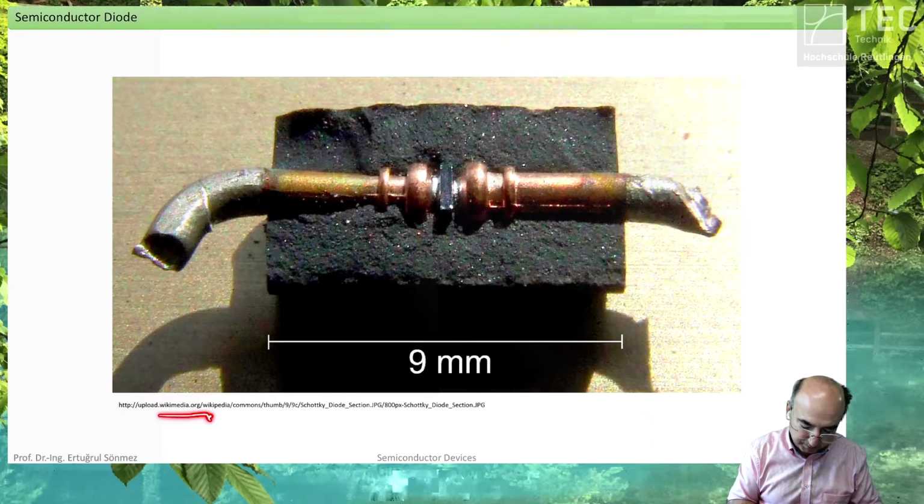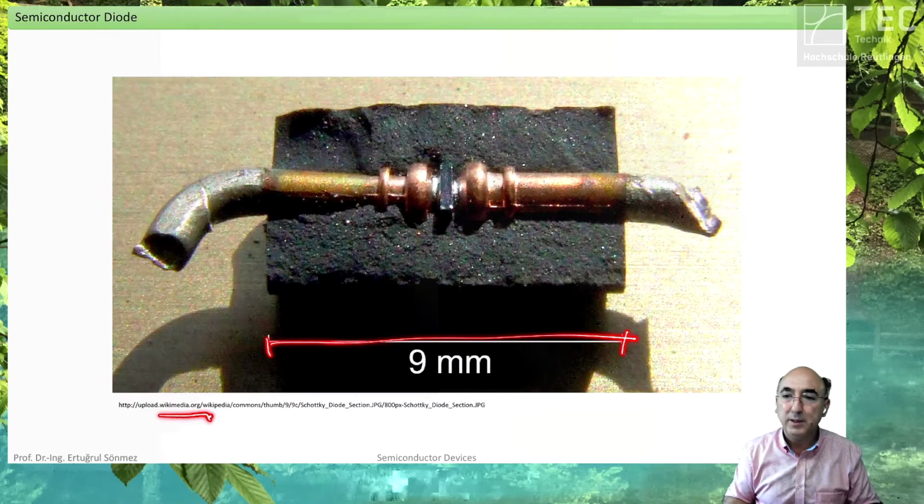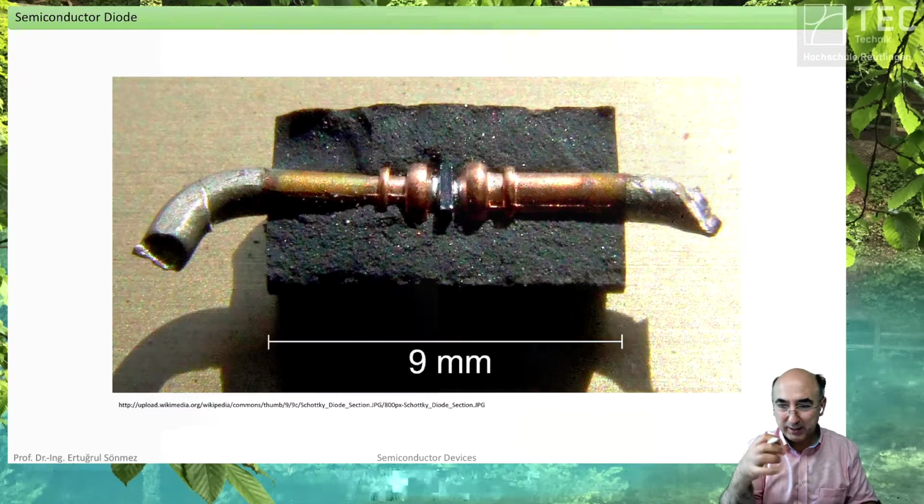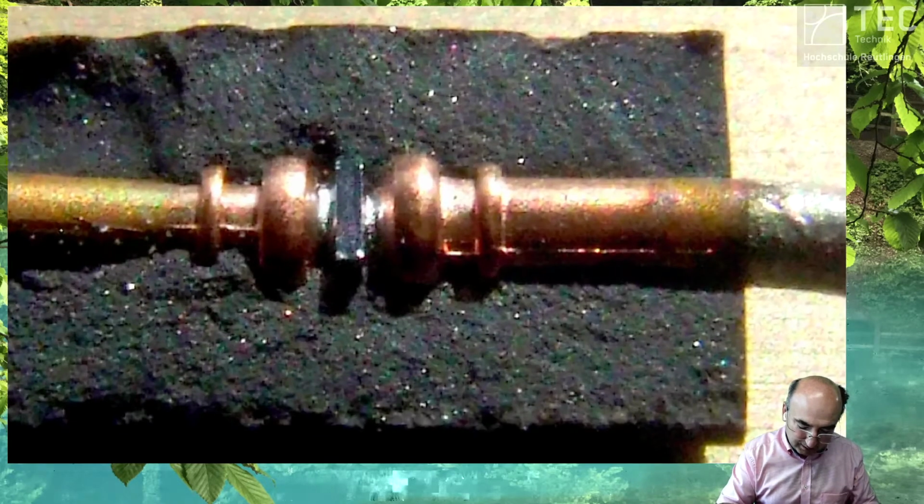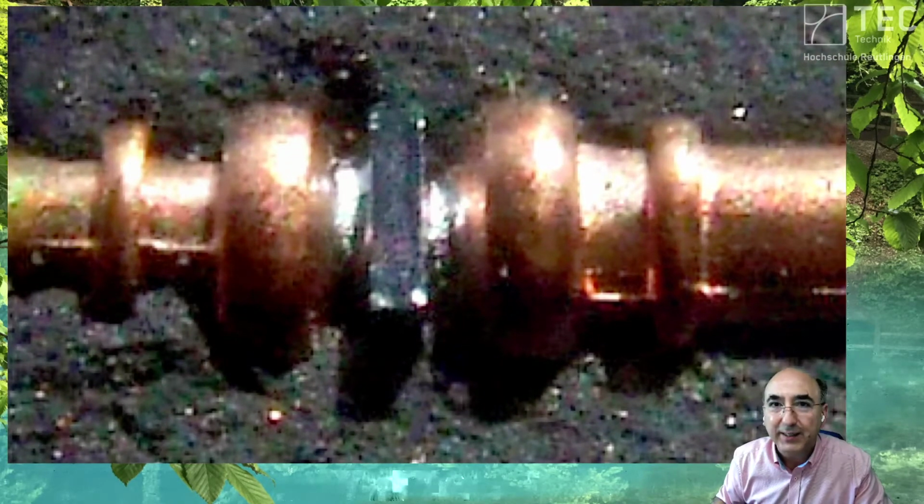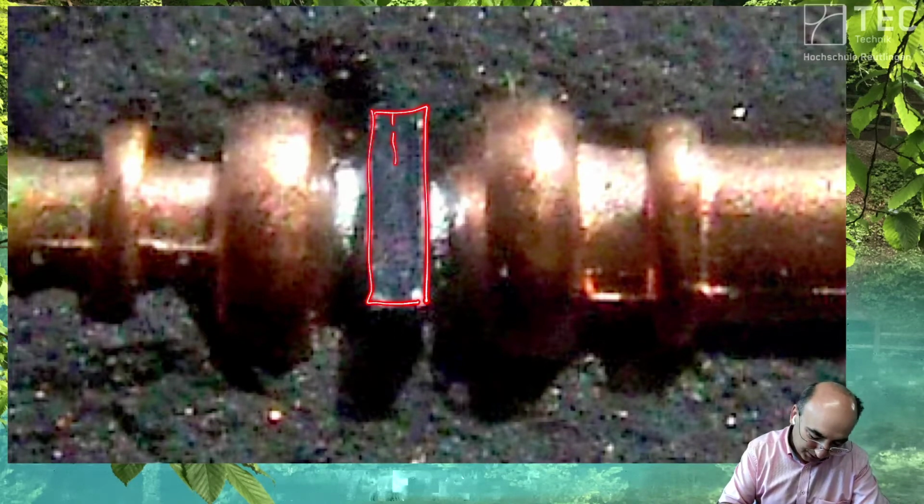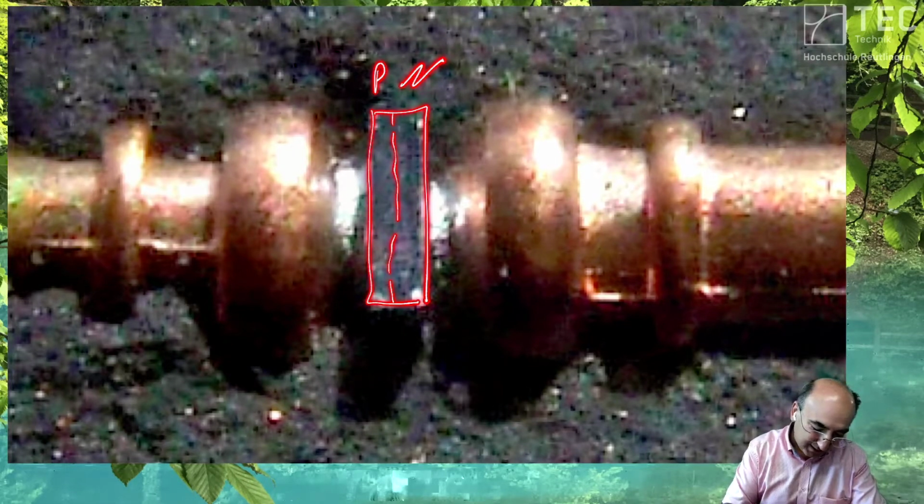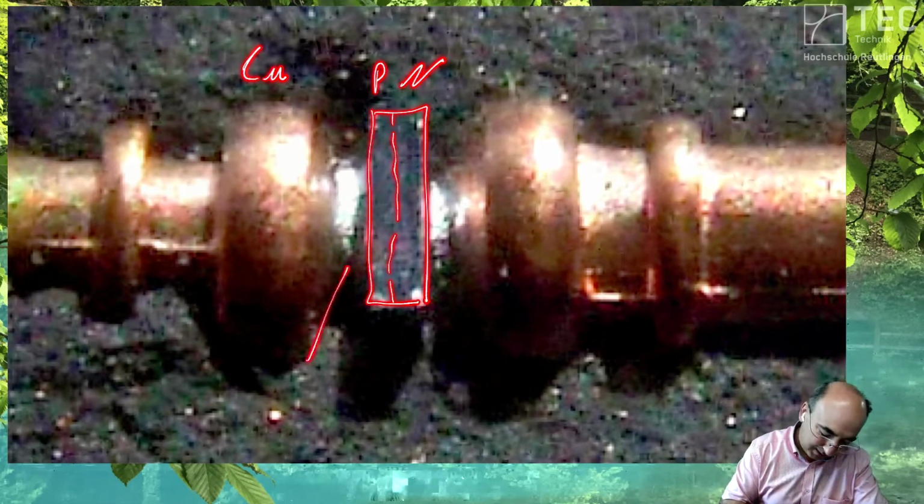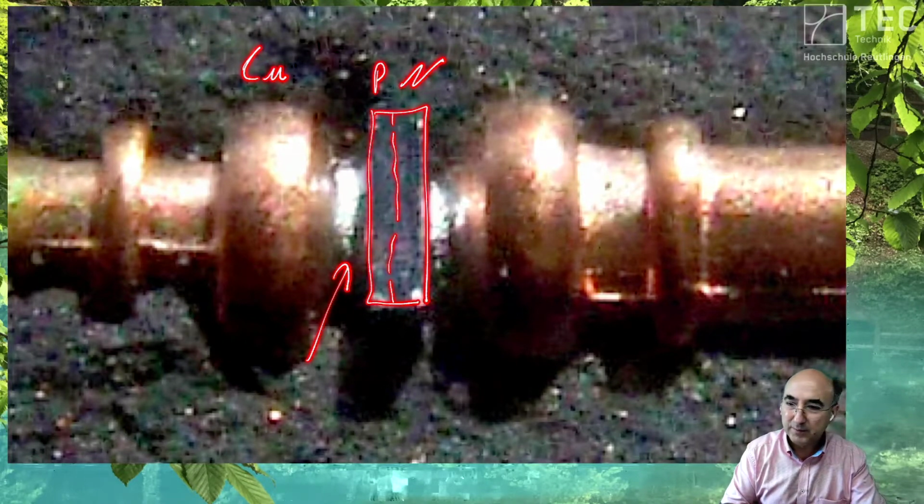There I have taken a picture out of their library. It's just 9 mm long, this diode. You know these diodes in this shape. And within this diode, you have the diode. It's here. So this is your, let's say, PN junction. That's all. The rest is copper. And here, tin.